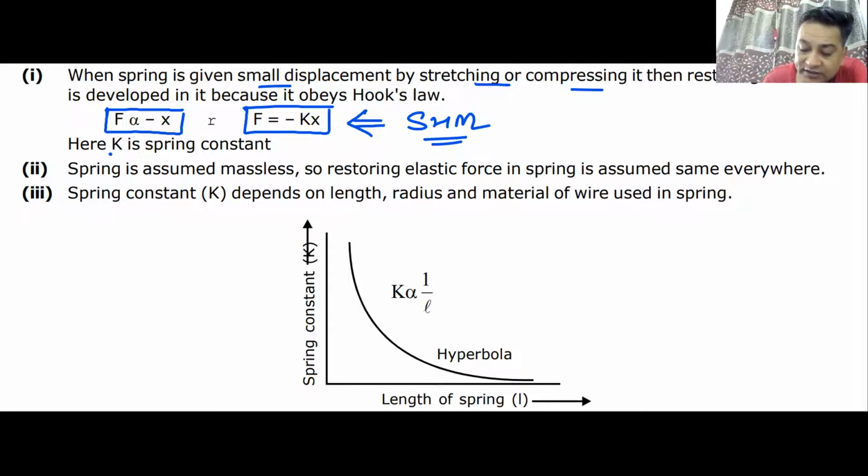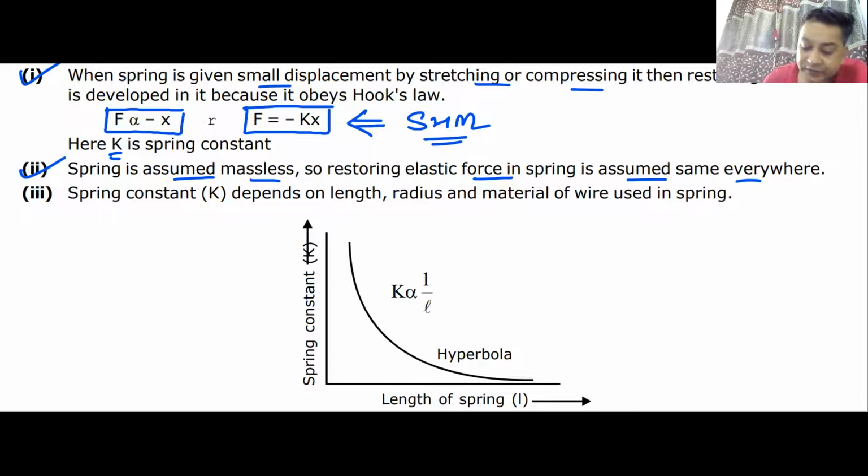Here k is known as spring constant. There we had called it force constant. Here we are calling it spring constant. We must remember that the spring is considered to be massless. So the force in the spring is the same everywhere. If the spring is not massless, the force at different points will be different, and the formula will be different. I'll tell you the formula for a spring with mass as well. You can note it down.